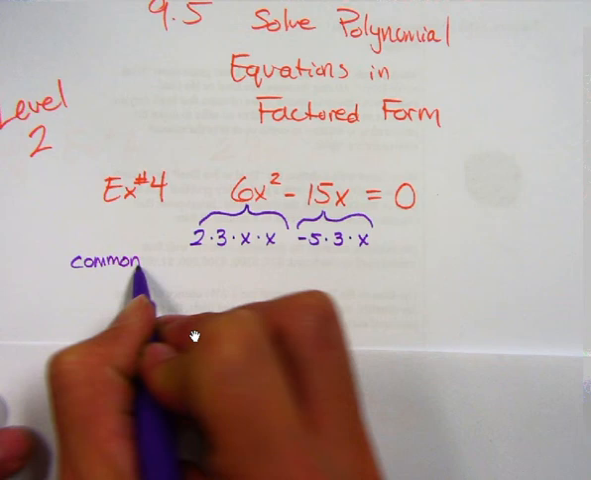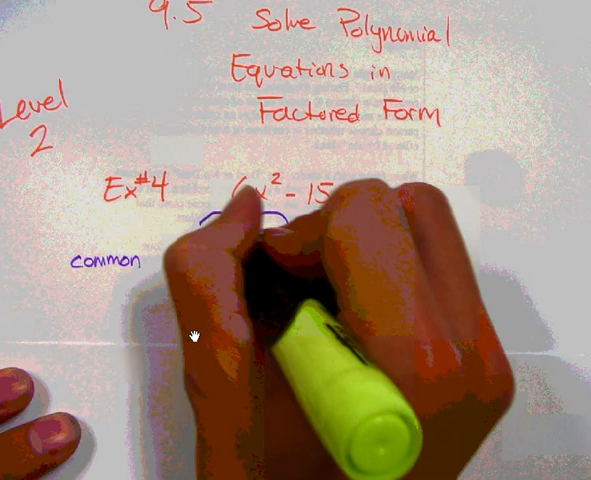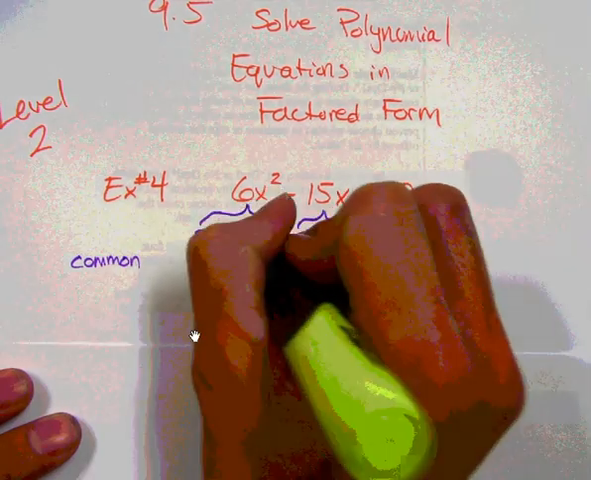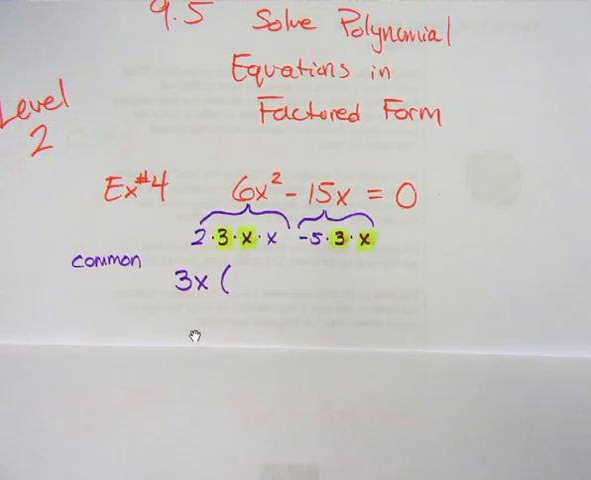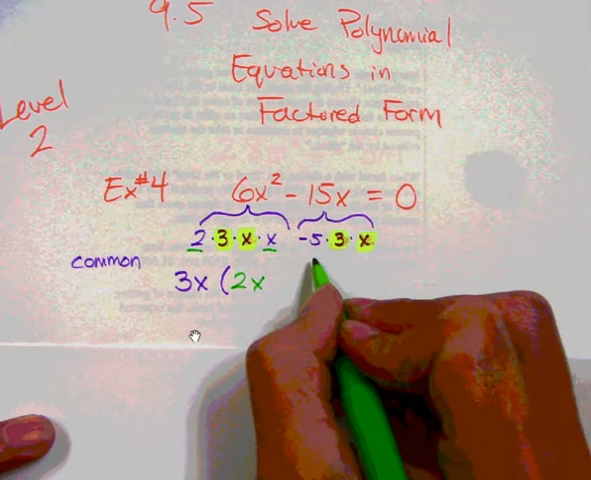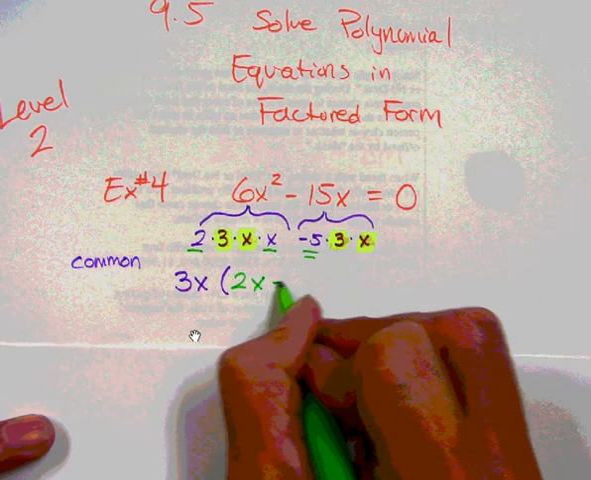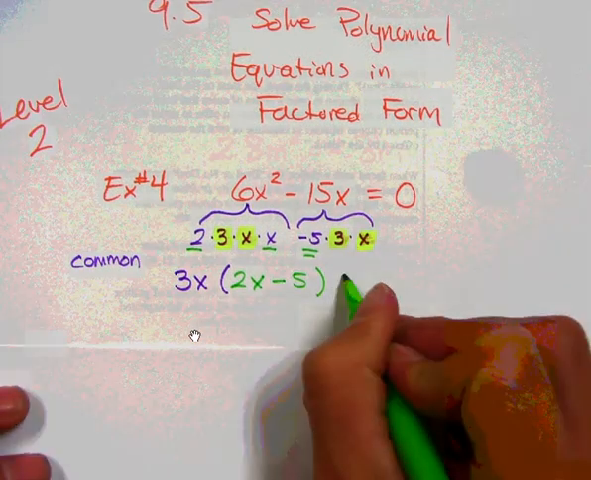And then I ask myself, what do they have in common? What is going to be the common factor? Since these are all the factors, what do they have in common? You could see that they both have a 3, and they both have an x. So 3x, that's what they both share. That's what I can divide out of both of those. So I'm going to divide out a 3x, and that's going to leave me with whatever is left over. On this first term, a 2 and an x is left over, so I'll write 2x. And on the second term, the negative 5 is left over. And so that's what I write there. Okay, and that'll still equal 0.